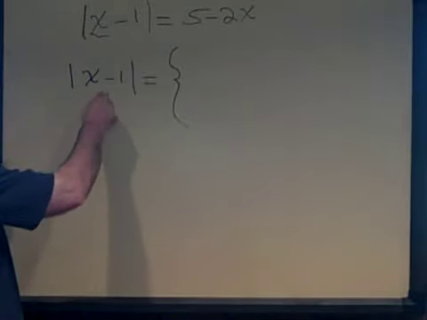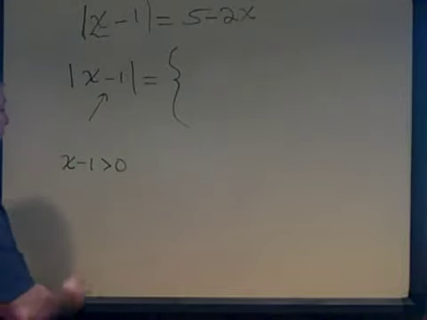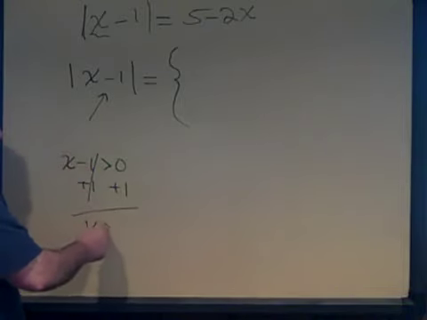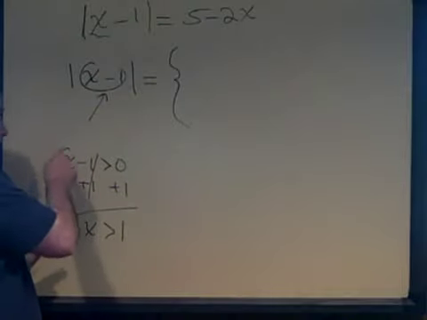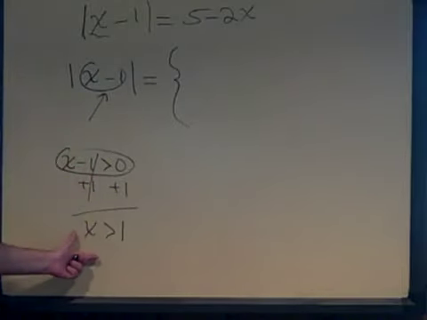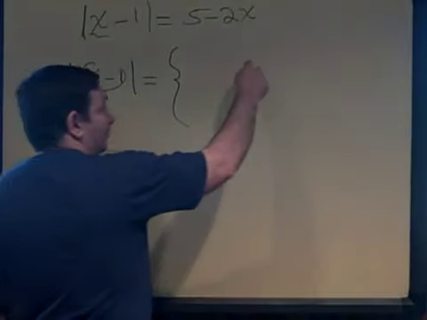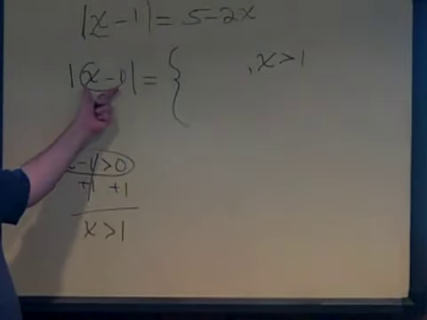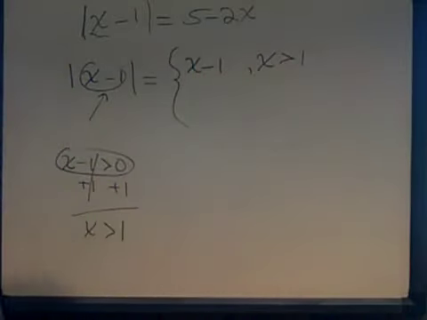If what goes in here is bigger than 0, add 1 to both sides to solve for x. If x is bigger than 0 plus 1, which is 1. If x is bigger than 1, this is positive. I know, I just solved it. When is x minus 1 positive? When x is bigger than 1. If what's in between those bars is positive, in this case, x is bigger than 1, then you get back exactly what's in between the bars.